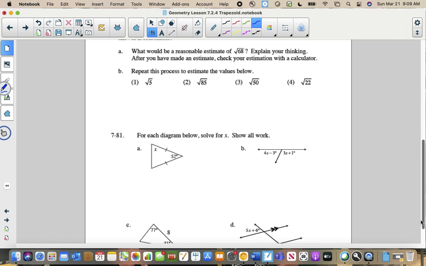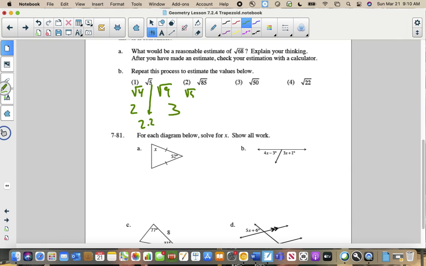So you're making estimates. What you're going to do is think about what are the 2 perfect squares it's between. So this is 4. The next one is 9. 5 is closer to 4. So this is 2. This is 3. So this will probably be 2.2, 2.3.